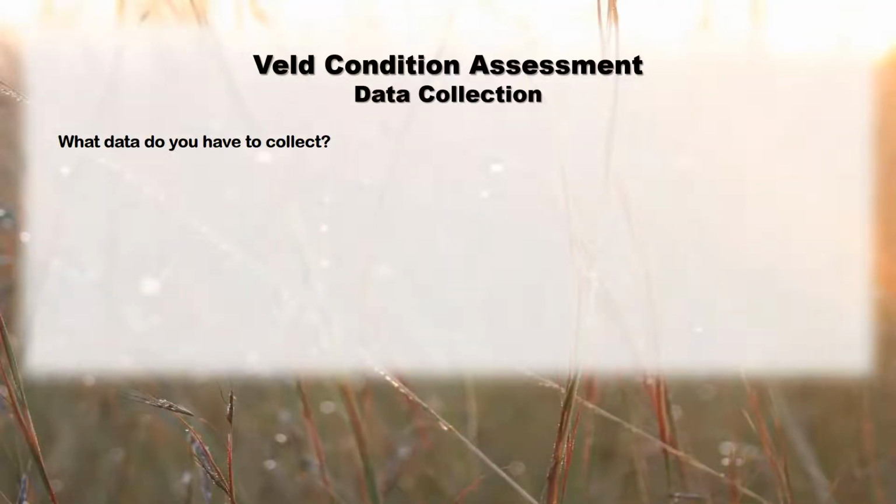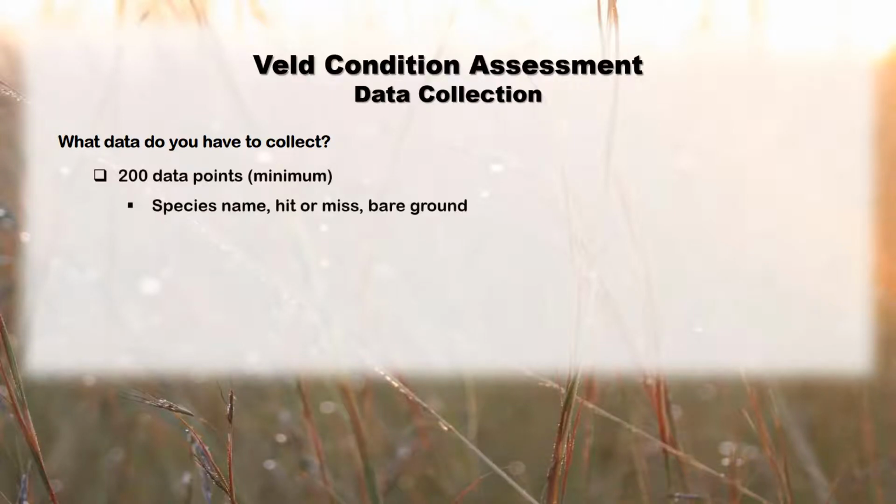Let's start with data you need to collect. The minimum amount per transect is 200 data points, and one piece of data is linked to a species name if you hit it, or you missed it, or bare ground. I'll explain this again later as we go by.